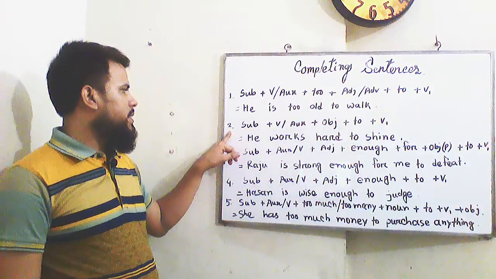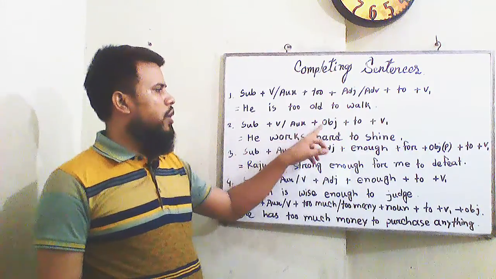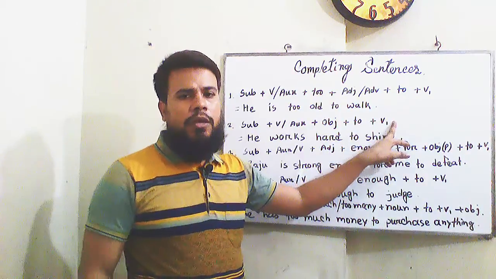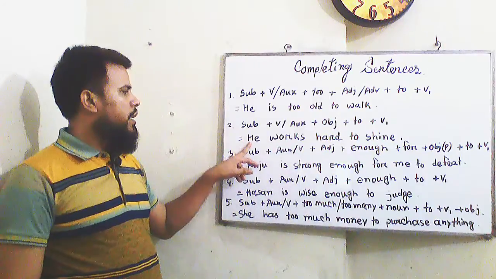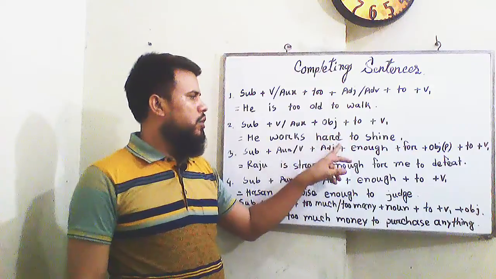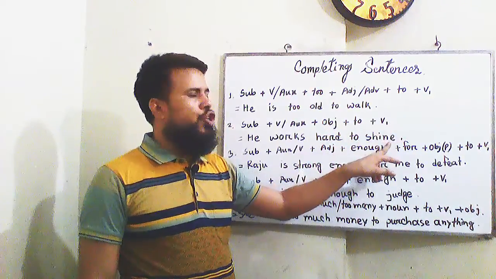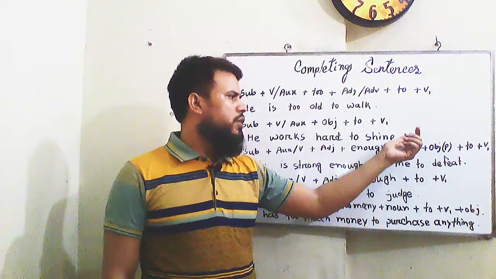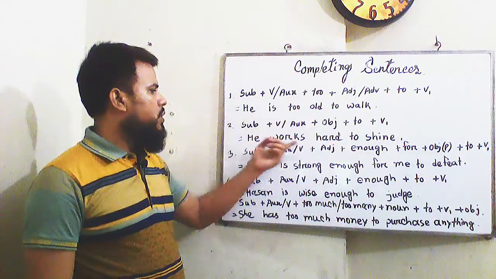Rule number two: subject, main verb, and then object, and then to, and then main verb 1. That means verb in present form or basic form. He as a subject, and then main verb works, and then object hard, and then to as preposition, and then verb 1 shine. You can add more words after this, and we can say he works hard to shine.